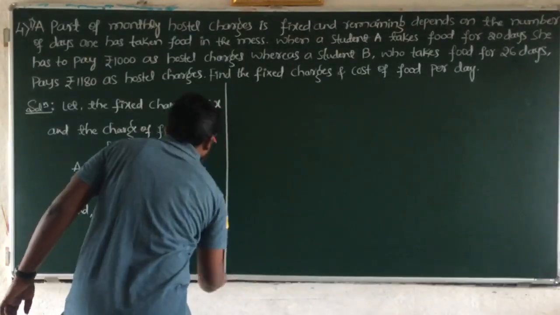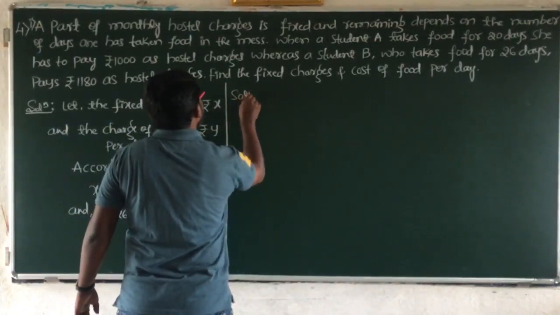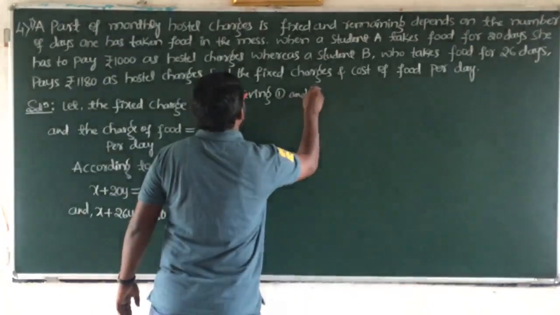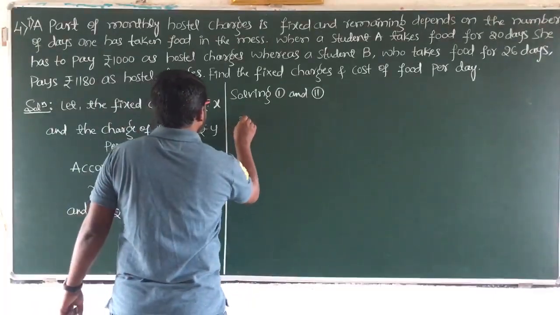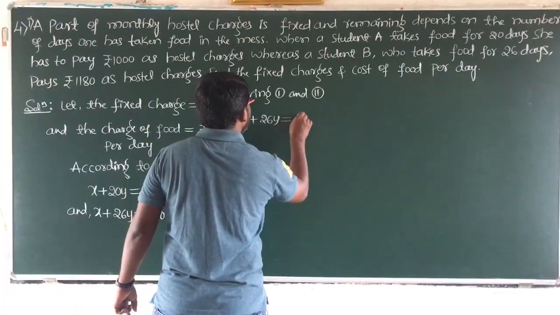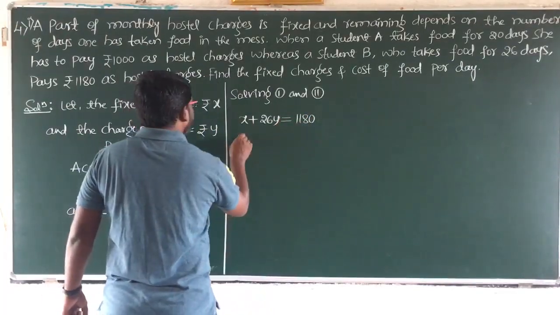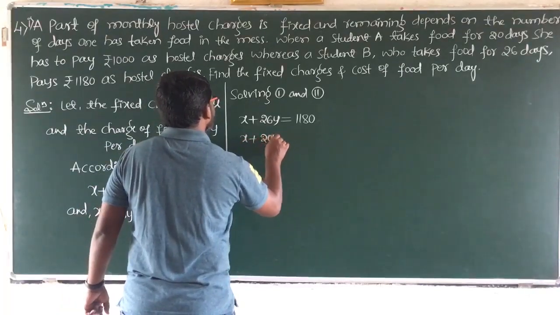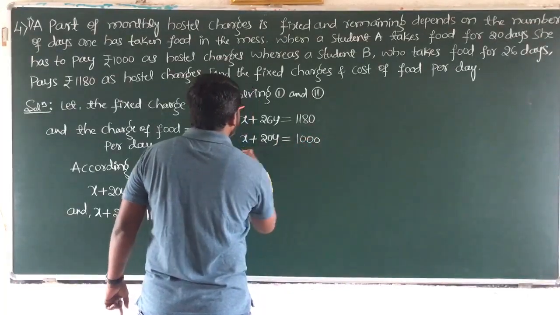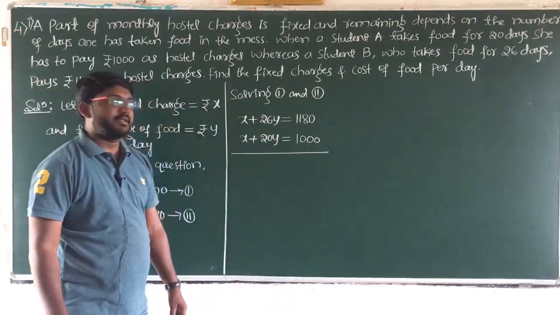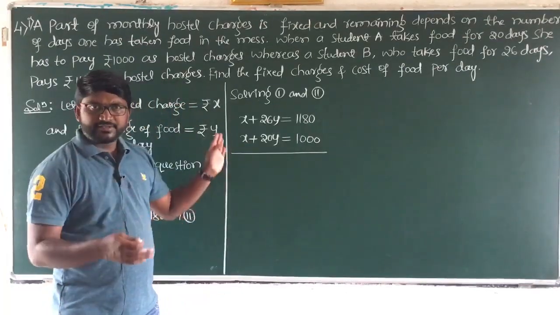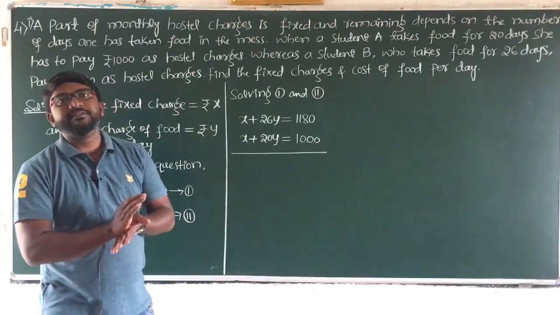So, solving 1 and 2: x plus 26y equals 1180 and x plus 20y equals 1000. I solve these two equations by the elimination method. It is not necessary that you use the elimination method only. You can solve this by the cross multiplication method as well as the substitution method.